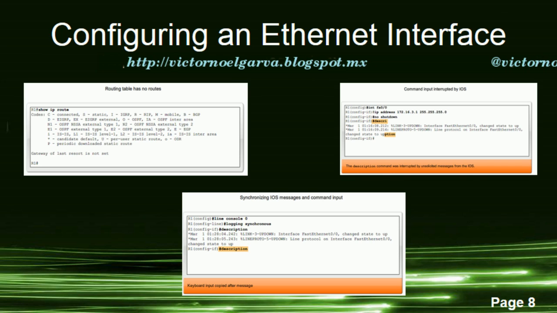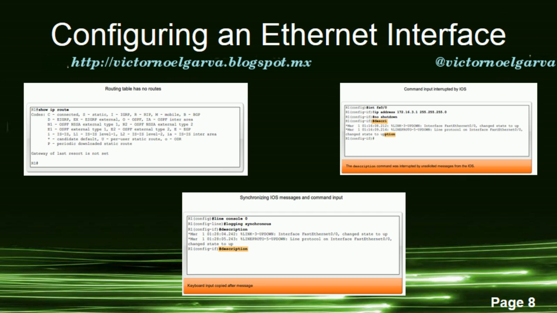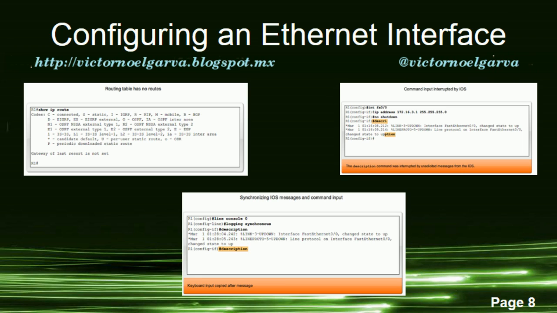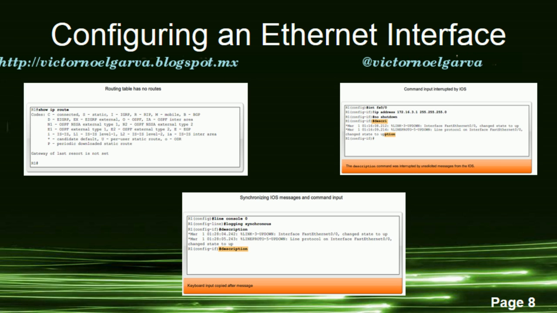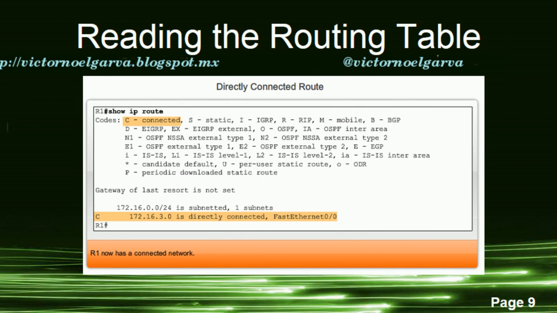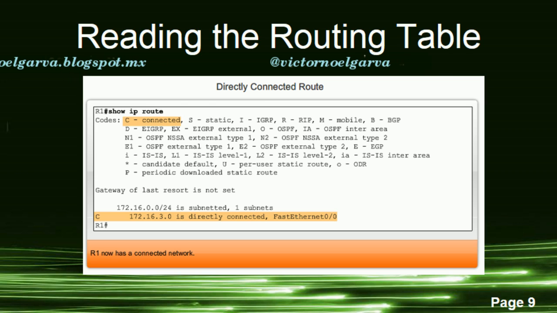In order to keep the unsolicited output separate from your input, enter line configuration mode for the console port and add a logging synchronous command, as shown. You will see that messages returned by IOS no longer interfere with your typing. Reading the routing table. Now look at the routing table shown in the figure. Notice R1 now has a directly connected FastEthernet 0/0 interface, a new network.